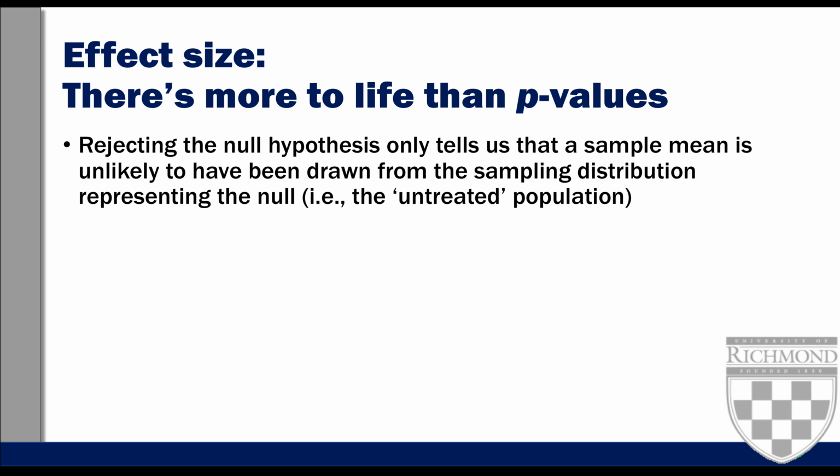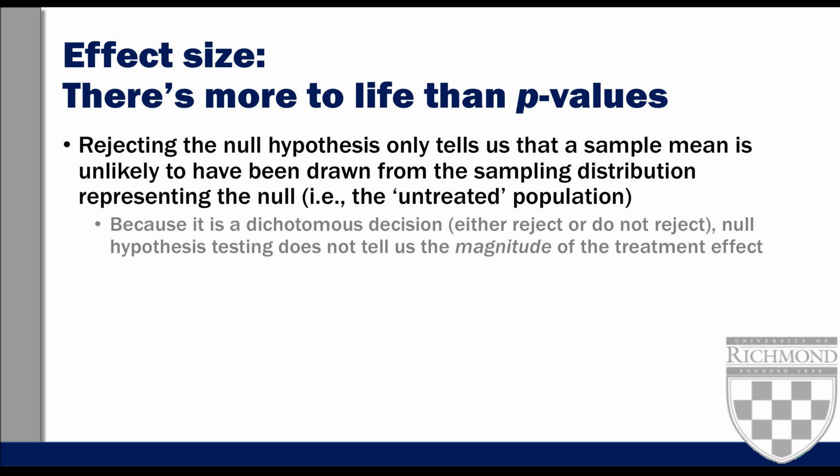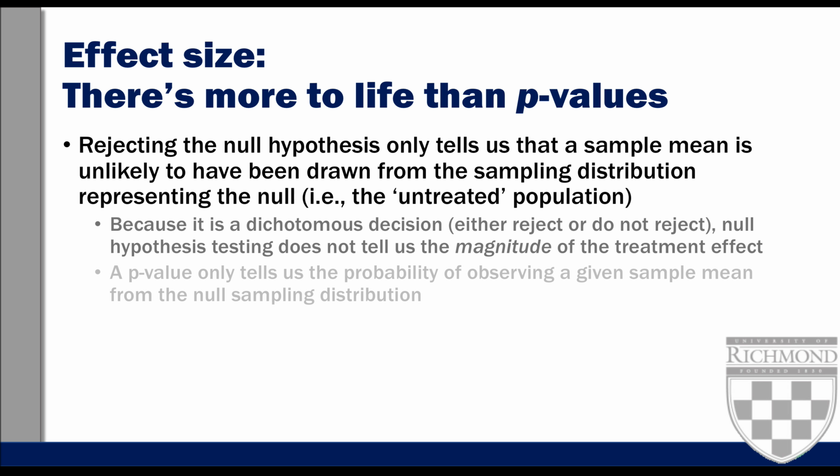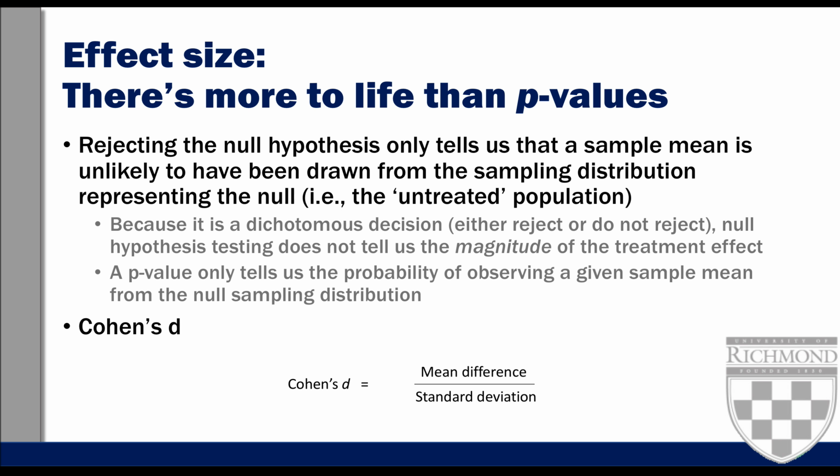Rejecting the null hypothesis only tells us that a sample mean is unlikely to have been drawn from the sampling distribution represented by the null hypothesis, in other words, the untreated population. And because it's a dichotomous decision, either we reject or we do not reject the null hypothesis. Null hypothesis testing does not tell us the magnitude of the treatment effect in meaningful terms. It only tells us the probability of observing a given sample mean from the null sampling distribution. That's where Cohen's d comes in.